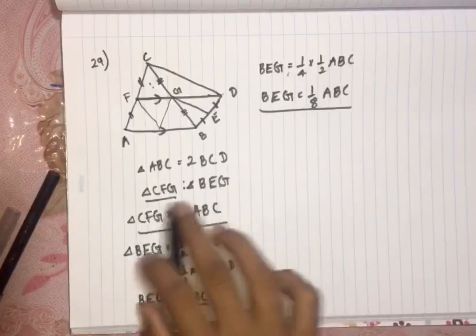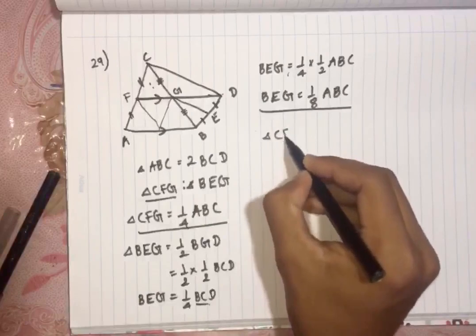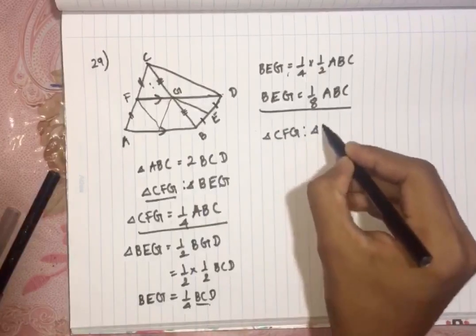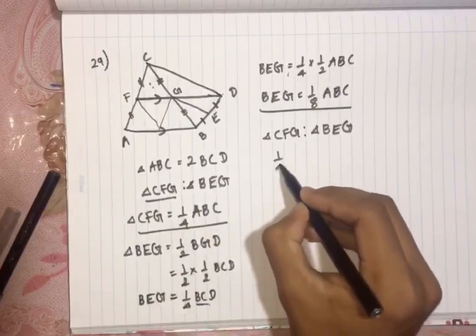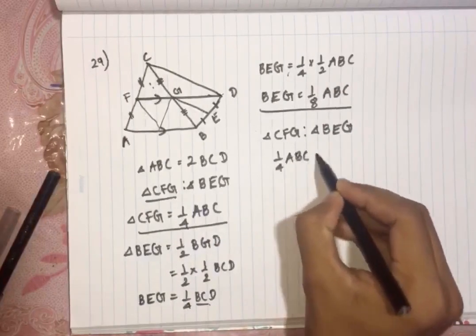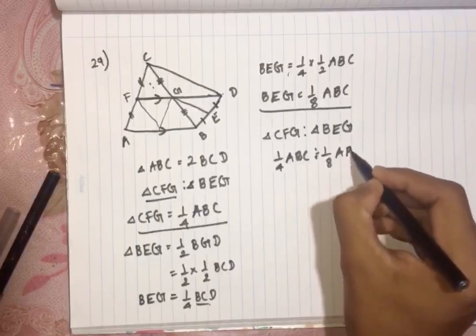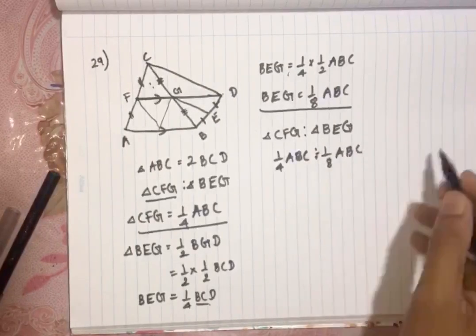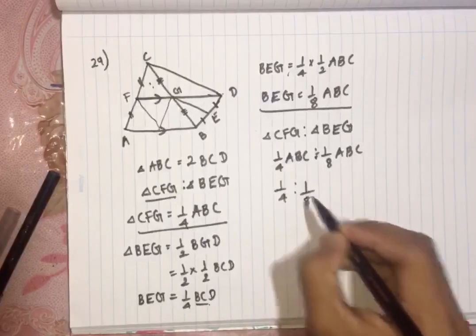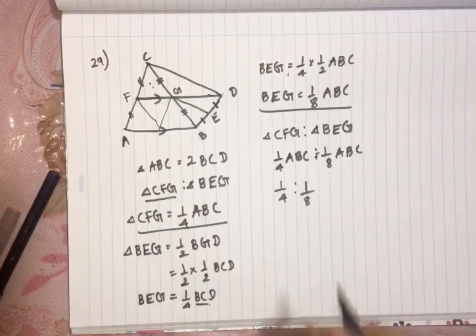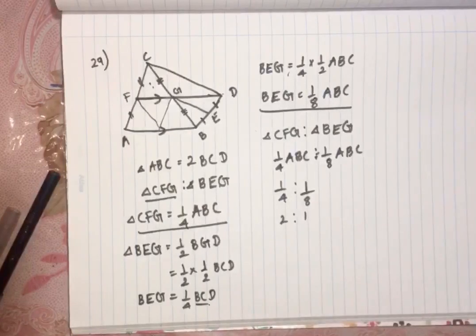Now let us find the ratio of CFG to BEG. This is 1/4 of ABC and this side you have 1/8 of ABC. So cancel off ABC. You have 1/4 and 1/8. Multiply both sides by 8. Then you have 2:1. That is the answer.